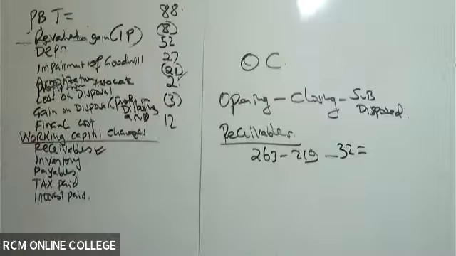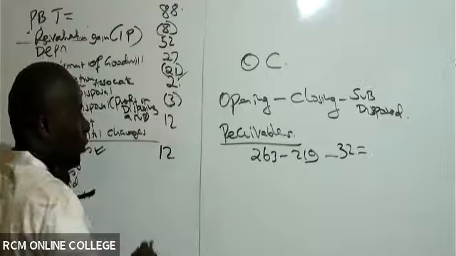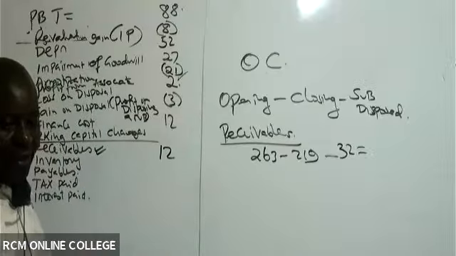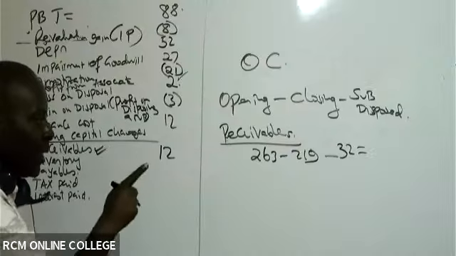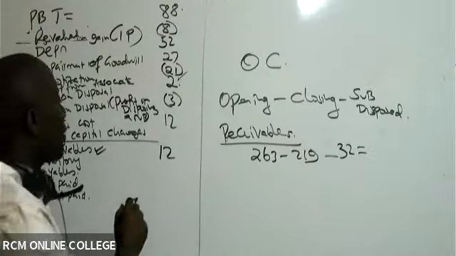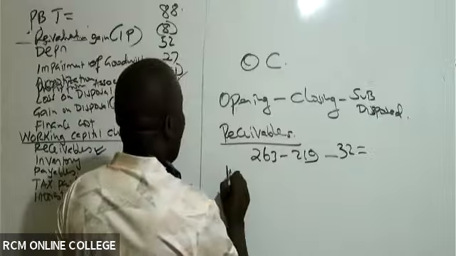So then what do we have here for receivables? Receivables in this case is 12. I'm being told it's 12, positive. You take it with a sign. Please go and do the same for inventory.